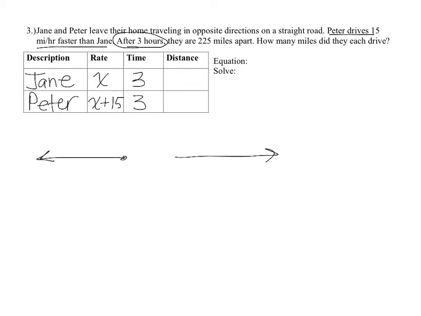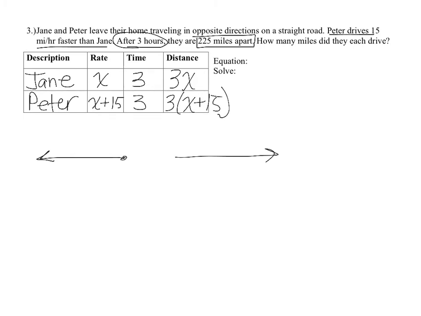But they're going in opposite directions. Now, don't let this 225 miles apart mess you up, because does it say here that Jane is going 225 miles or Peter is going 225 miles? No. This is their combined distance. The distance column is always the rate times the time. So Jane's distance is going to be x times 3, which is better written as 3x. Peter's distance is going to be x plus 15 times 3. So it's 3, and then in parentheses, x plus 15.